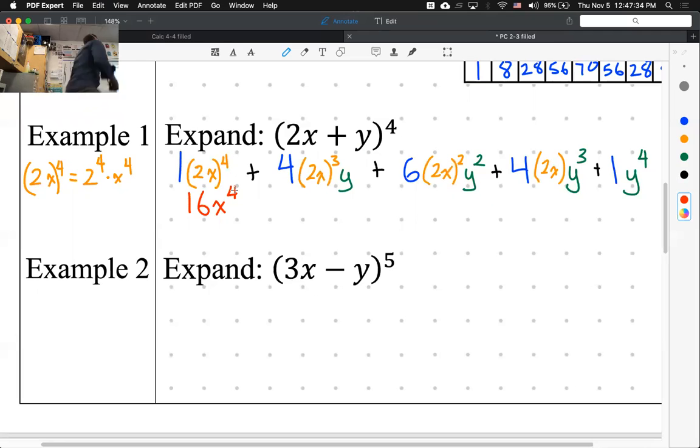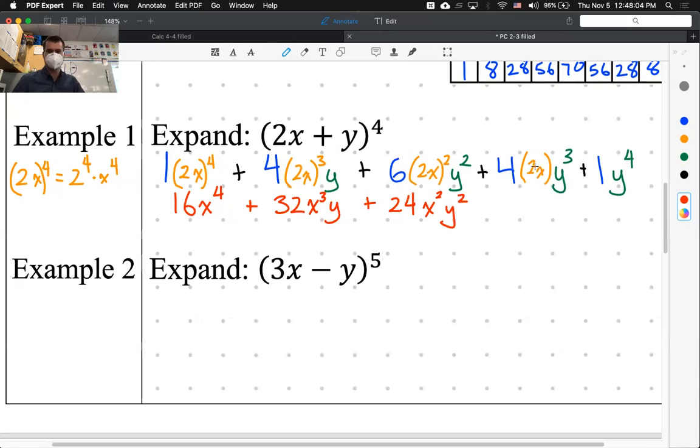Next, I do 2x cubed, which is 8x cubed. 8 times 4 is 32. So the answer here is 32x cubed y. And there's a plus sign still in between here. Next, 2 to the power of 2 is 4. 4 times 6 is 24, plus 24x squared y squared. You keep doing this over and over. 2 times 4 is 8. So this is going to be plus 8x y cubed. And then finally, plus y to the power of 4. We've combined Pascal's triangle and Jaden's rule. We are done. I boxed it.